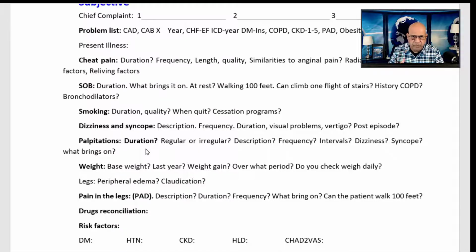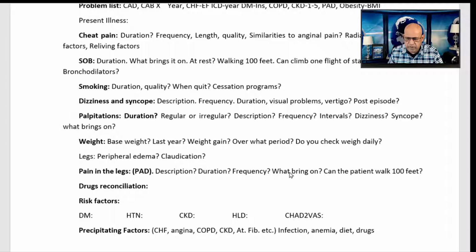Palpitations. Palpitations means cardiac arrhythmia. So you have to document what kind of symptoms this patient had. Is this a regular palpitation or is it irregularly irregular? Means it could be like atrial flutter or fibrillation. Frequency, duration, intervals, associated symptoms like dizziness. And weight is a very important point for cardiovascular patients. Gain in weight, loss of weight. Has there been a significant change in weight over the past month, 2 months, 6 months?